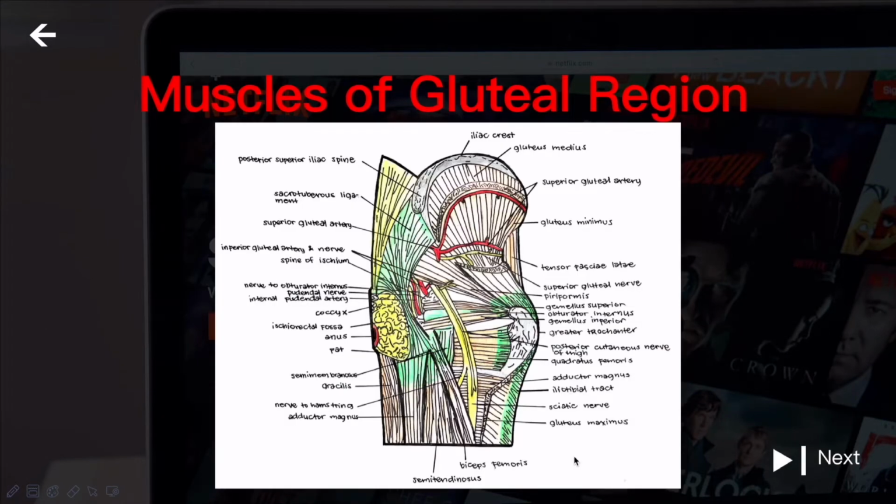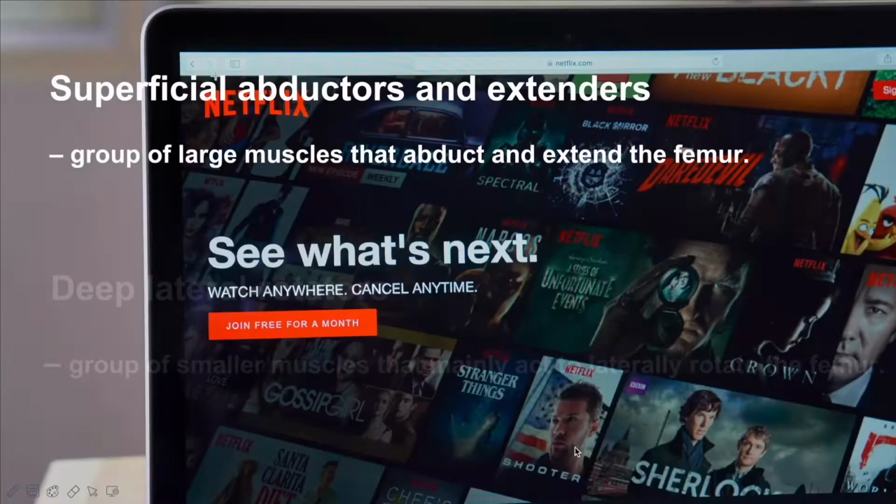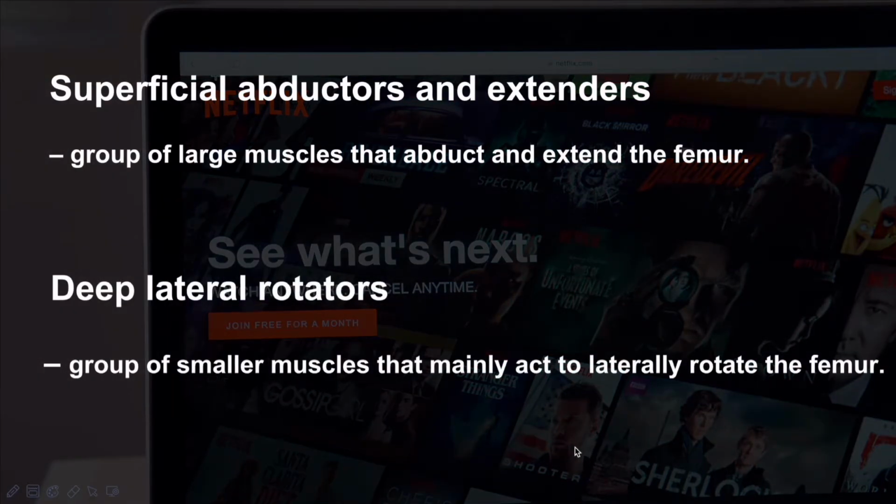This is an illustration of the muscles of the gluteal region in which different lymphatic vessels and neurovascular structures are present. The muscles of the gluteal region can be broadly divided into two groups: superficial abductors and extensors, which are a group of large muscles that abduct and extend the femur. It includes the gluteus maximus, gluteus medius, gluteus minimus, and tensor fasciae latae. And the deep lateral rotators, which are a group of smaller muscles that mainly act to laterally rotate the femur. It includes the quadratus femoris, piriformis, gemellus superior, gemellus inferior, and obturator internus.